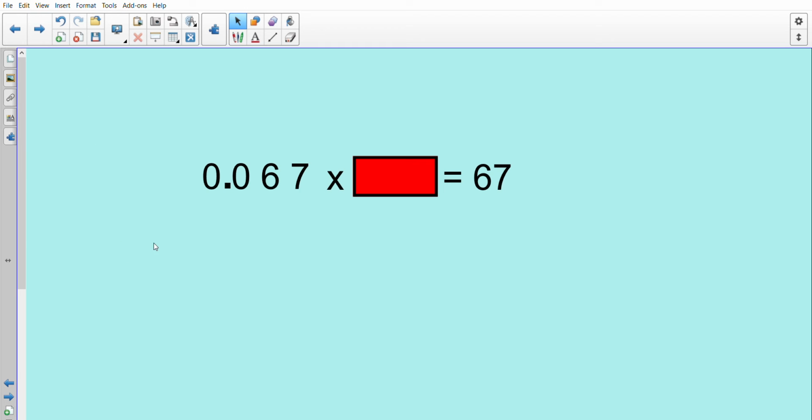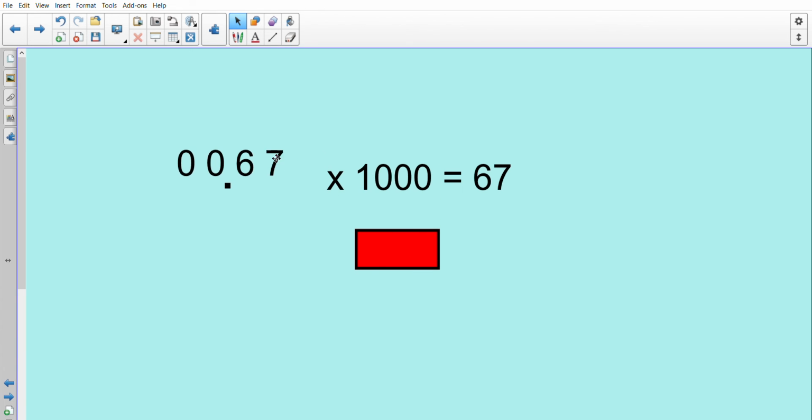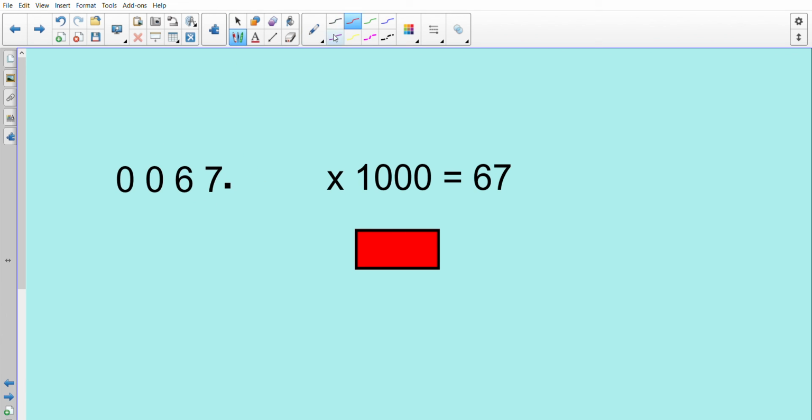And this one here, 0.067 times something equals 67. Have a think about that before I reveal the answer. It's 1,000. Let's test it out, shall we? 1, 2, 3. And we get 67. You can ignore those zeros. You can ignore the decimal point. It's just 67, isn't it?